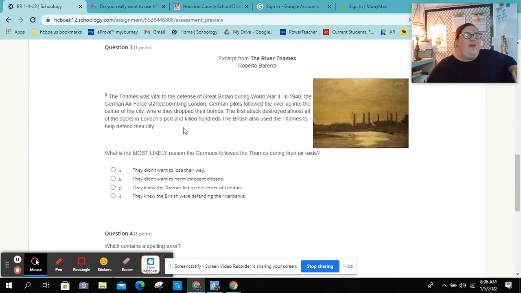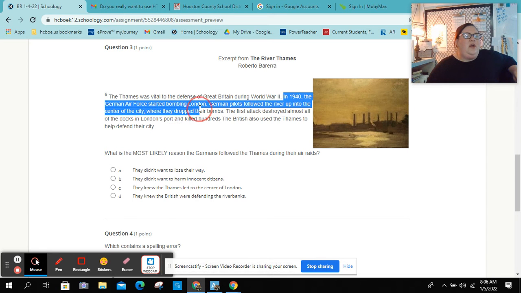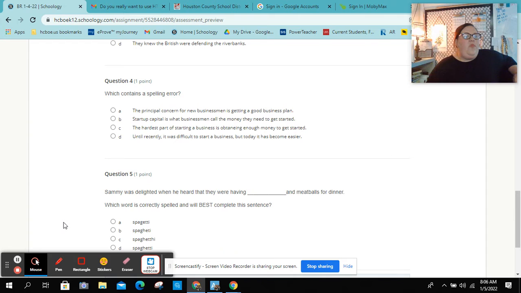Can we find that in our paragraph? Yes. In 1940, the German Air Force started bombing London. So we know that they knew the Thames led to the center of London. If somebody is bombing something, would that be important?